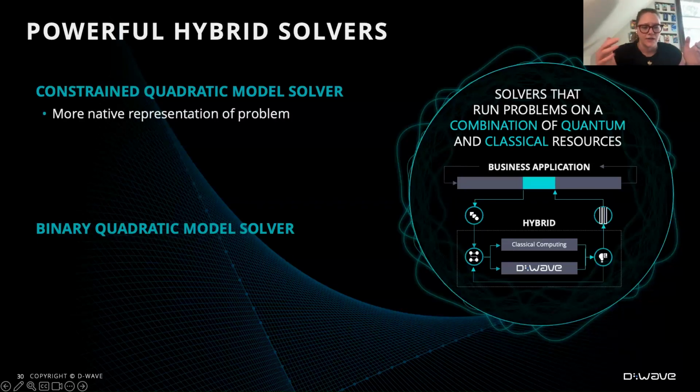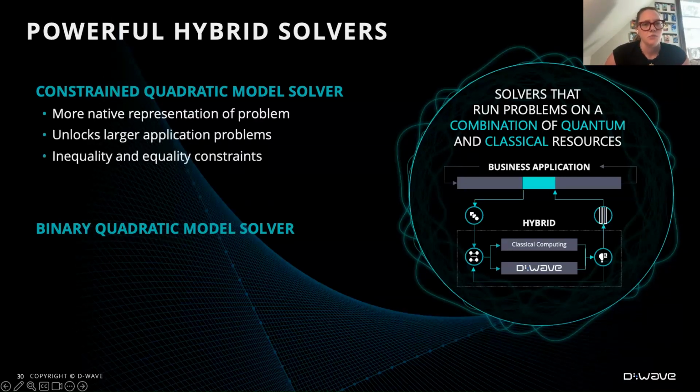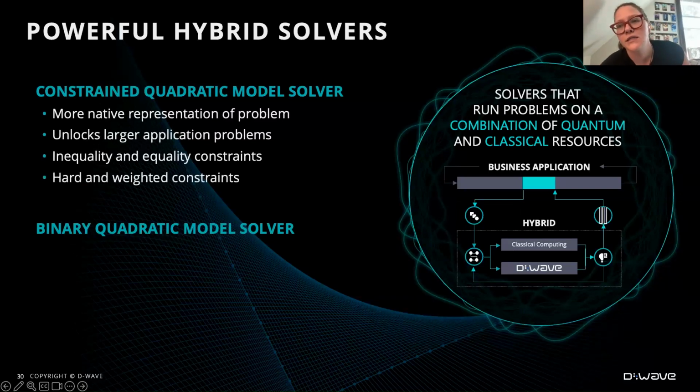We get to use a very native representation of the problem. That means the mathematical expressions that we just formulated, we will be able to see in our code and plug into the constrained quadratic models. So that's very helpful for building applications. We're able to do large application problems. We're able to incorporate inequality and equality constraints. We just built some equality constraints. You could also incorporate hard or weighted constraints, and we just built hard constraints.